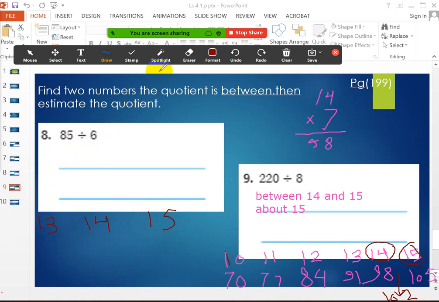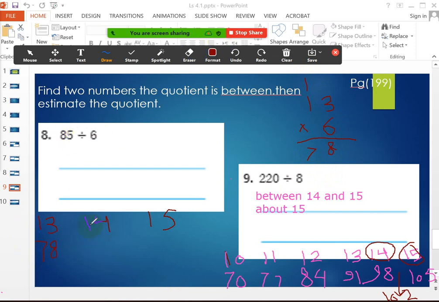Let's start: 6 multiply 13. So I will multiply 13 with 6. 6 multiply 3 equals 18. So it will be 8 here and 1 above the tens. 6 multiply 1 equals 6 plus 1 equals 7. So the first answer is 78. Look, it's great. It's still smaller than 85.